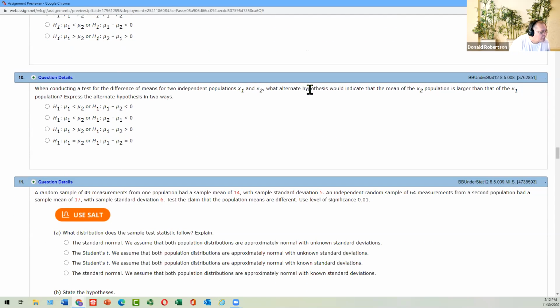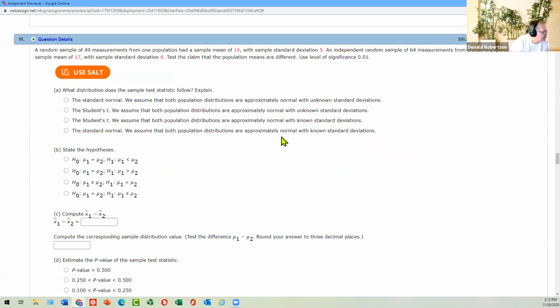Now here's a different one. The mean of x2 is larger than x1. Well, another way of phrasing that, I know it's the English language and it's back to front, but if that's bigger than that, then isn't that smaller than this? So x1 is smaller than x2. So mu1 is smaller than mu2. So we pick that one. No, we don't. We pick that one because, yeah, they match.